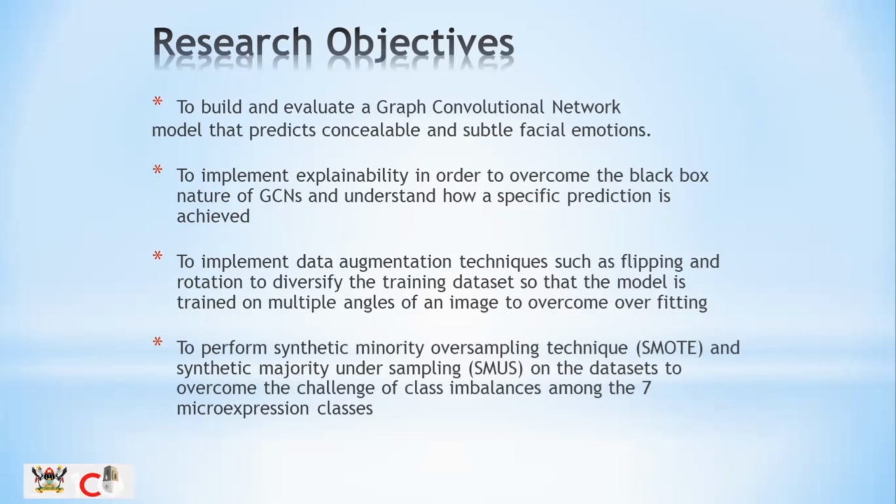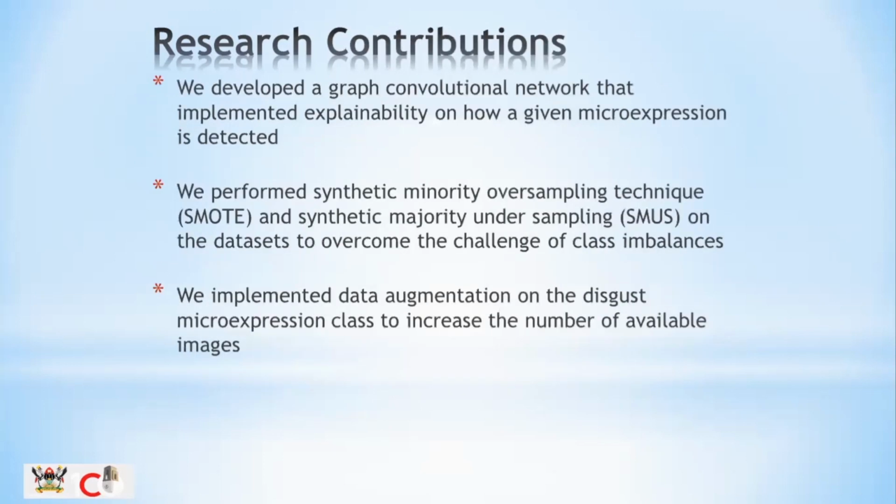And then lastly, we aim to perform synthetic minority oversampling technique, commonly known as SMOTE, and synthetic majority undersampling, commonly known as SMOOTH, on the datasets, to overcome the challenge of class imbalances among the 7 microexpression classes. And after we did our training and our model evaluation, we were able to develop a graph convolutional network that implemented explainability when a given microexpression is detected. We performed the SMOTE and SMOOTH techniques to overcome the challenge of class imbalances, and we also implemented data augmentation on the discussed microexpression class that had the lowest number of images to increase the number of available images.